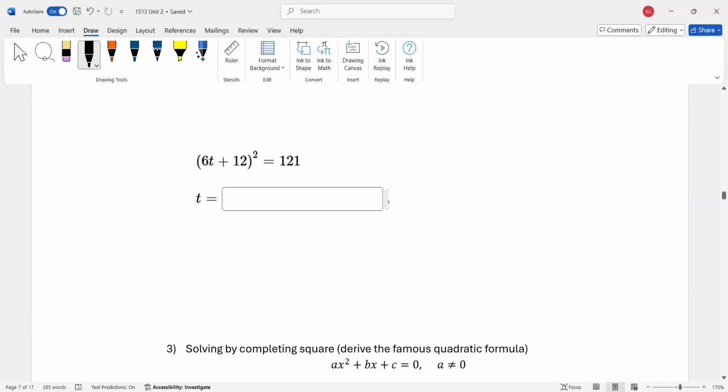This equation is quadratic. How do I know it's quadratic? Because the left side is 6t plus 12 to the power 2, right? If you expand it, it's 6t plus 12 times 6t plus 12. If you FOIL or use the box method, you will see the highest degree is 2. So it's a quadratic. And this equation is not in the standard form, but it's totally fine.